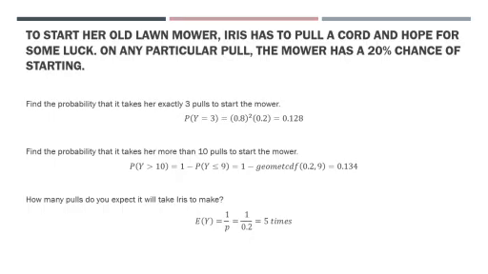And then how many pulls would you expect it to take, which would be the expected average, which would be 1 over 0.2, which is 5. So it should take her about 5 pulls on average to get it started, because it's about a 20% success rate.